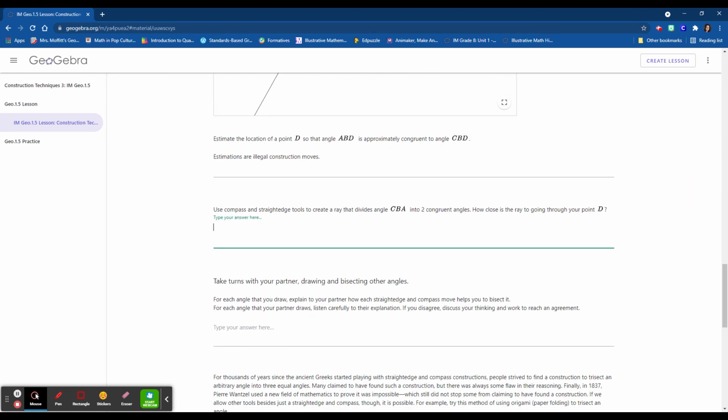I'm just going to type a little assessment. I'm going to say that my point D was pretty close to the ray I constructed.